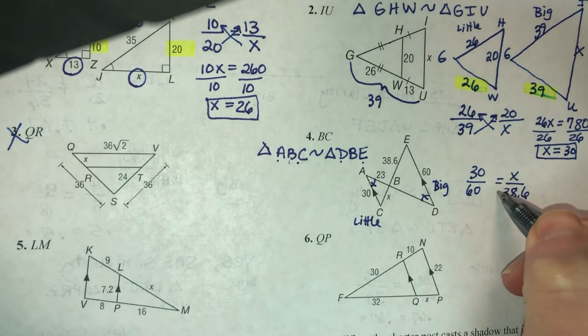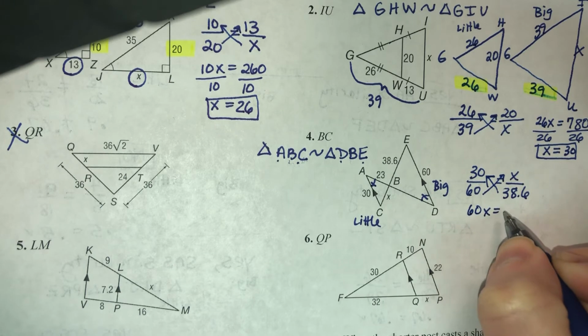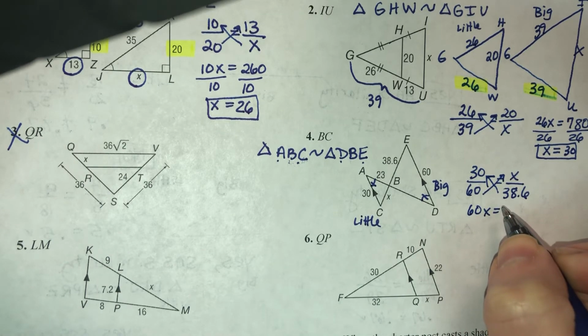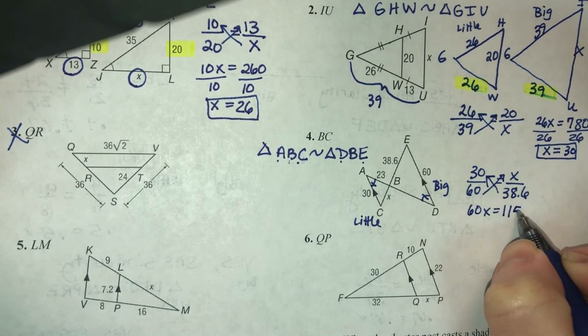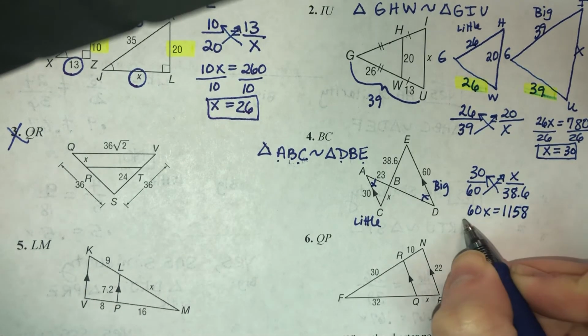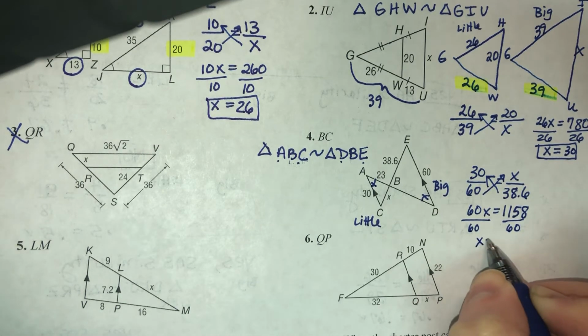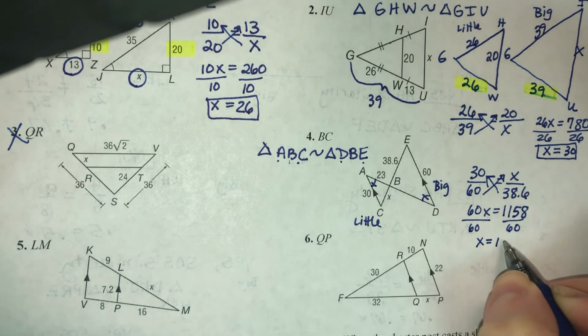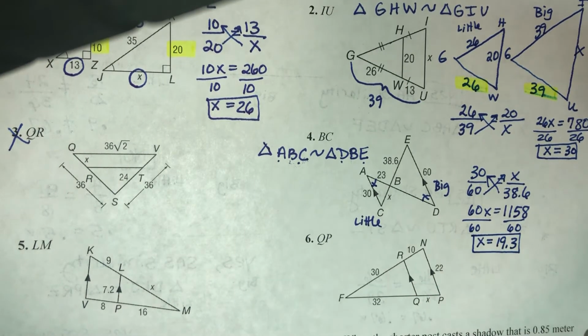So here we will cross multiply. 60x equals 30 times 38.6, which is 1,158. And then we'll divide by 60 on both sides. So x is equal to 19.3. Definitely feel free to use a calculator.